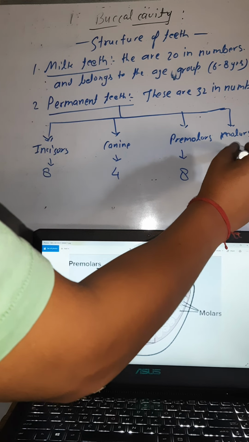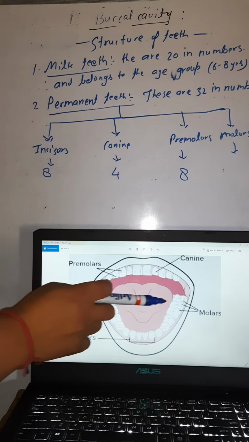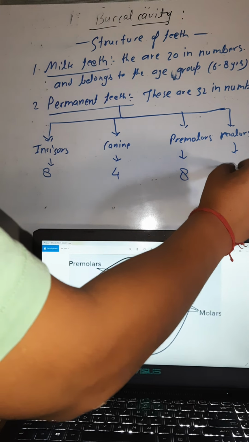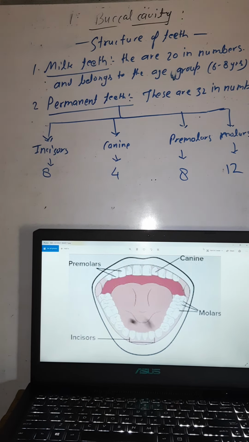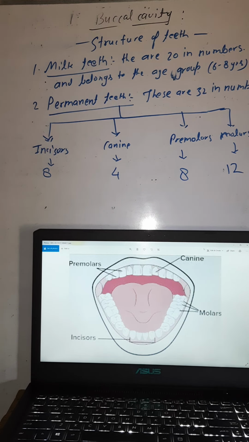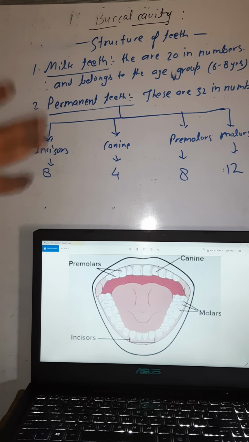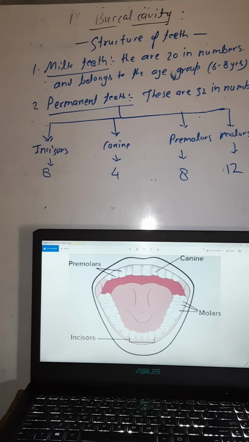Similarly, you have molar teeth also. Molar teeth are 3 on this side, 3 on this side, 3 up and 3 here. So in total they are 12 in number. These are the different types of permanent teeth. Now if you add them up, how much would it come to? 32. These are the different types of permanent teeth which we have studied today.